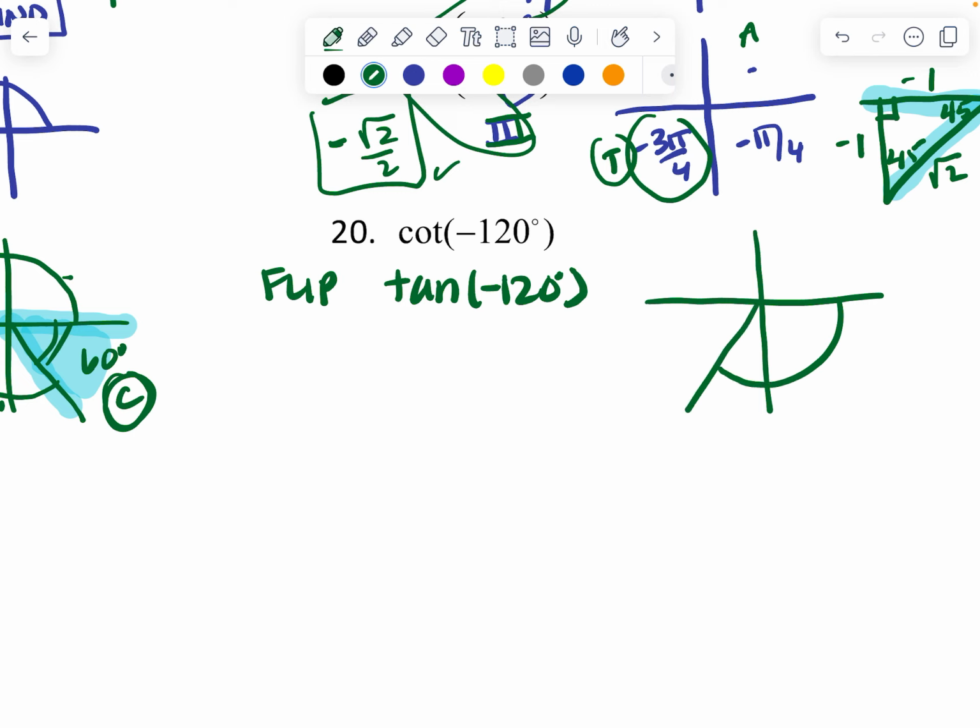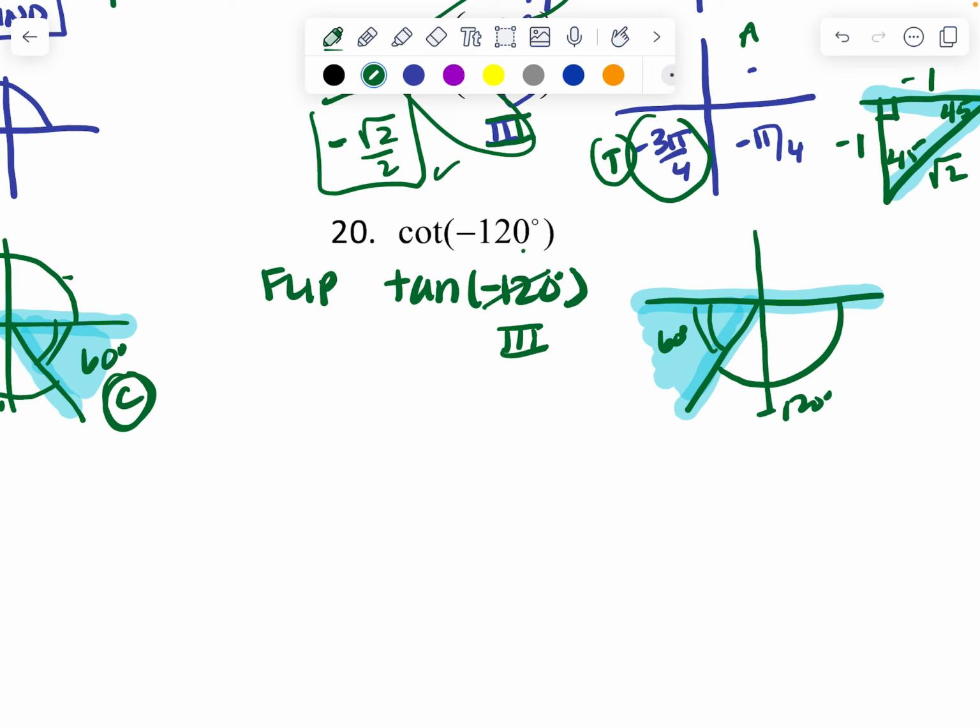Okay, let's find that reference angle. Again, I could tell right off the bat I'm in quadrant 3. This is my terminal side, x-axis. Always choose that smaller angle. So I've got negative 120 here, and I need to go 60 degrees more to get to that 180.